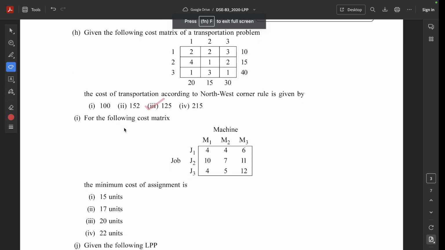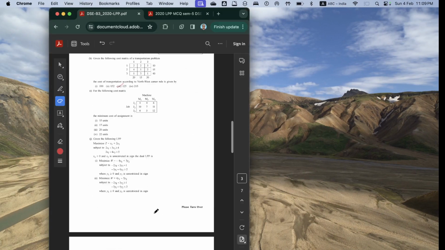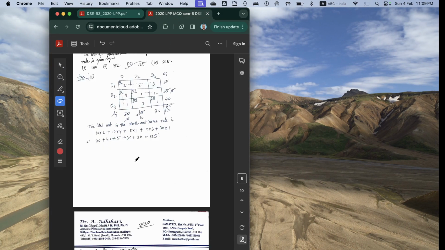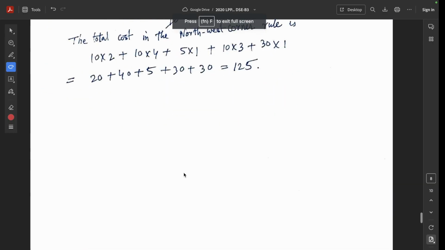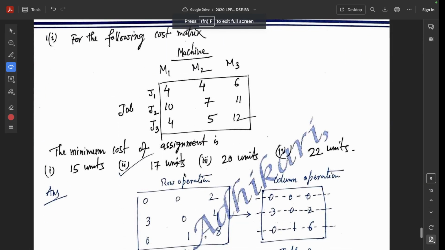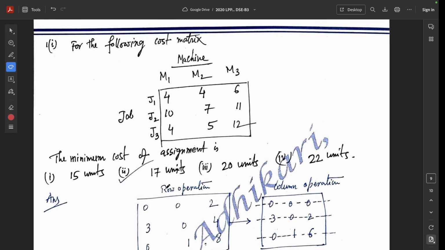Next question. For the following cost matrix in the assignment problem, the minimum cost of the assignment is 17 units. Here first we apply the row operation.